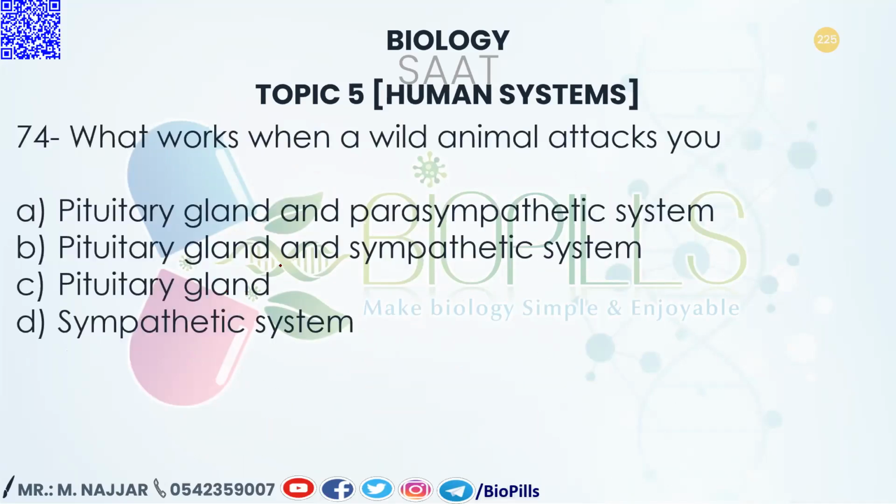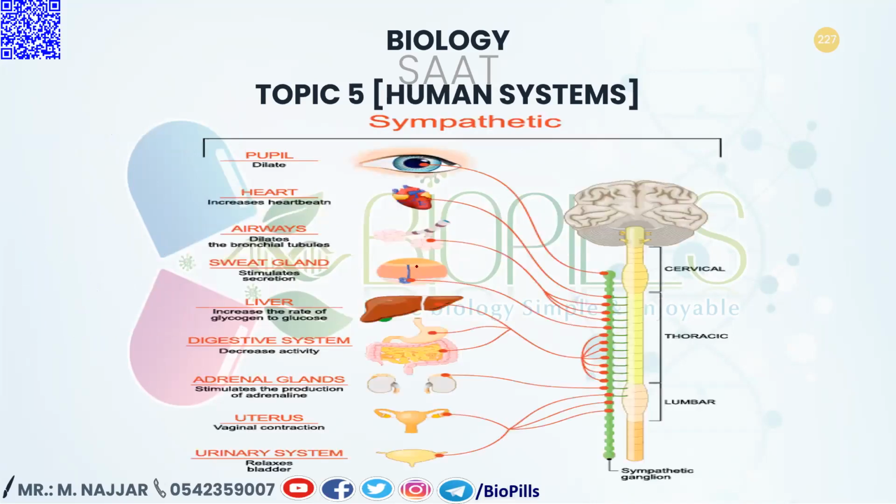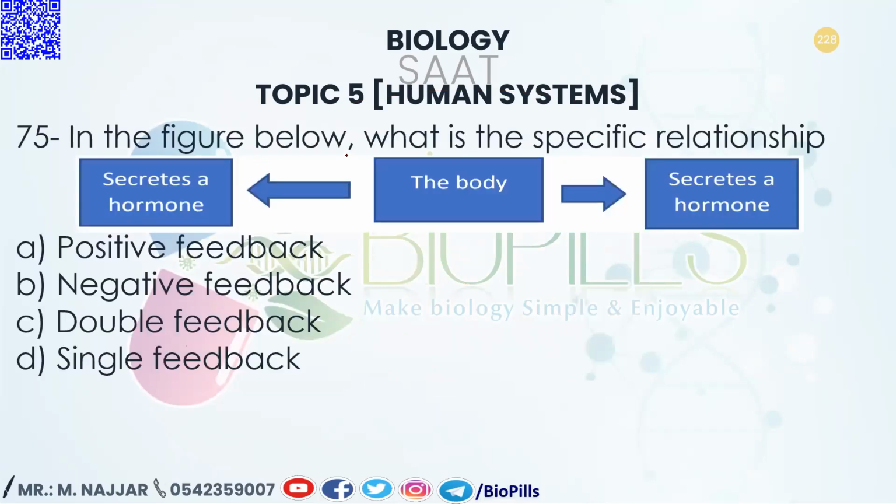Question number 74. What works when a wild animal is attacking you? I think this is the 5th question. Yeah, it is epinephrine. Yes. So it is pituitary and sympathetic. You are right. And this is the sympathetic autonomic peripheral nervous system action.